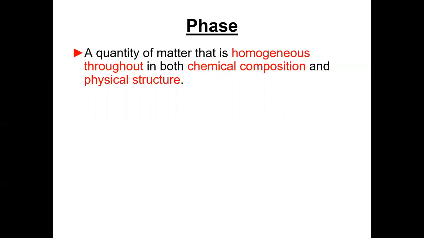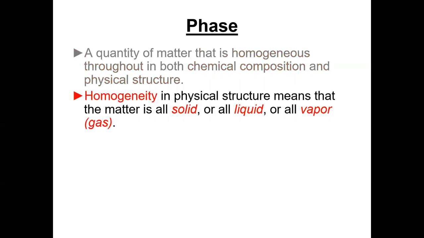It can't be a combination of those. It can't be like a glass of ice water. That would not be one phase present. Okay, homogeneity in physical structure means that the matter is all solid or all liquid or all vapor gas. So I've said that now twice at least.